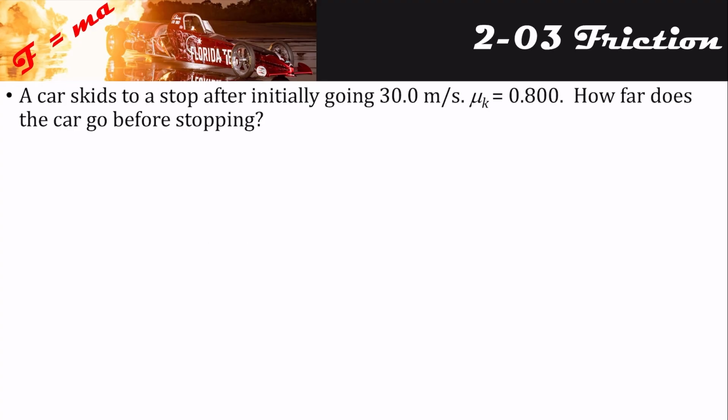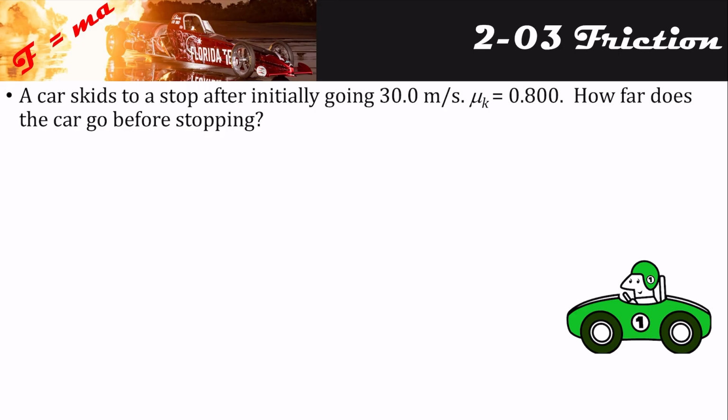Let's say a car skids to a stop after initially going 30 meters per second. Coefficient of kinetic friction is 0.8. How far does the car go before it stops? Well, we need a car. And what forces are on this car? Well, there's weight pulling the car down. There's normal force on the road from the road pushing the car up. And then there's friction slowing the car down.